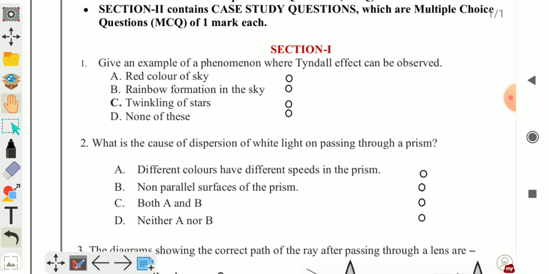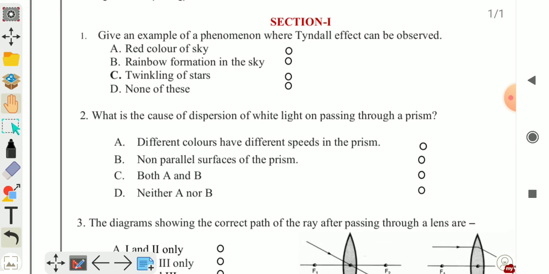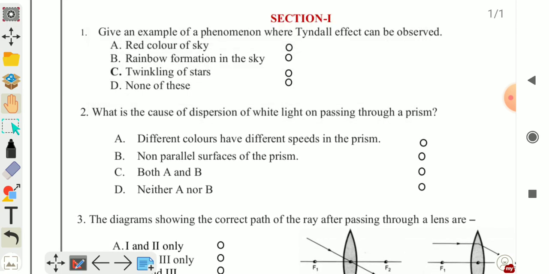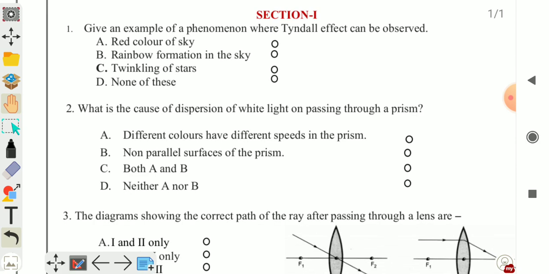Next question is section A. Question 1 is: give an example of phenomena where the Tyndall effect can be observed. In which phenomena you observe Tyndall effect? A. Red color of sky. B. Rainbow formation in the sky. C. Twinkling of stars, and D. None of these. So correct answer will be red color of sky. In red color of sky we will see phenomena where Tyndall effect can be observed.